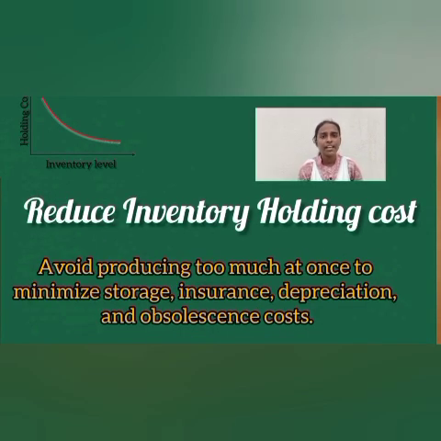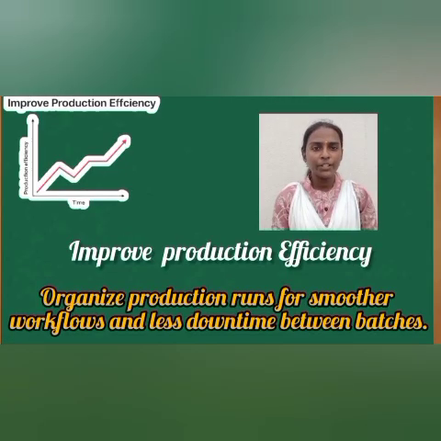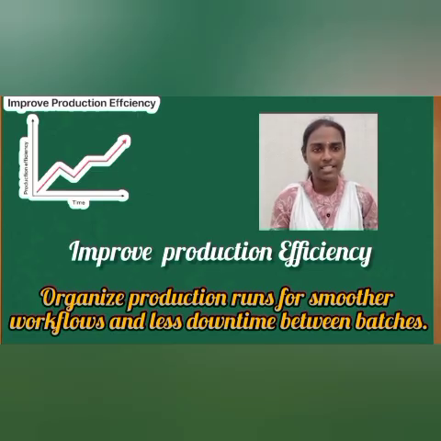The third objective of the economic batch quantity is to reduce the inventory holding cost. Avoid producing too much at once to minimize the storage, insurance, depreciation and obsolescence cost. The fourth objective is to ensure continuous supply. Planned batch production so demand is met without shortage, avoiding lost sales or production stoppages. The fifth objective is to improve production efficiency. Organized production runs for smoother workflows and less downtime between batches.